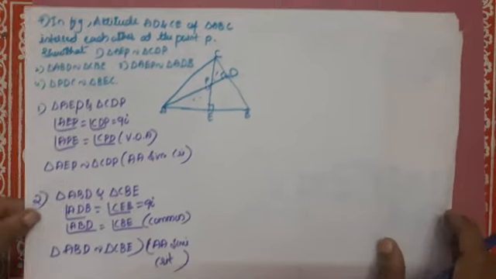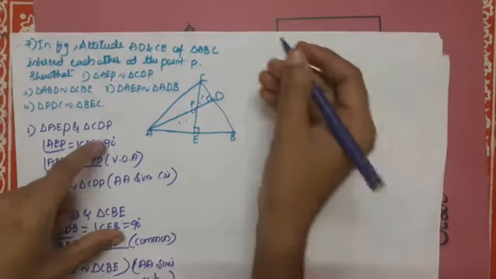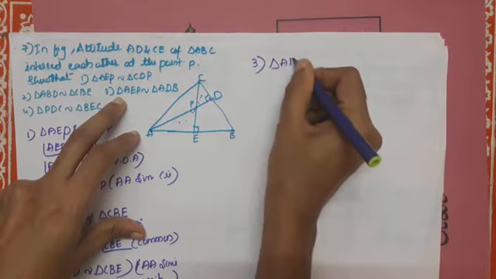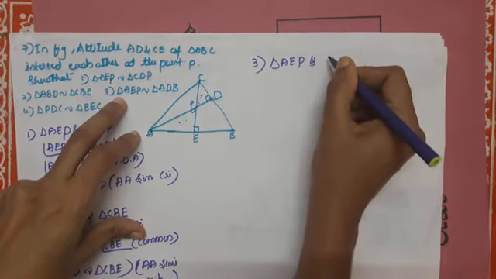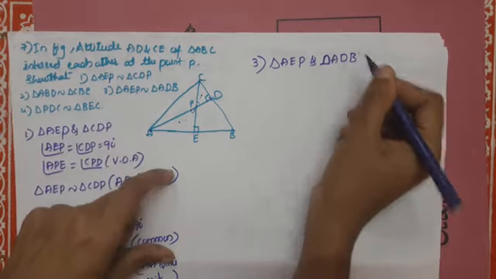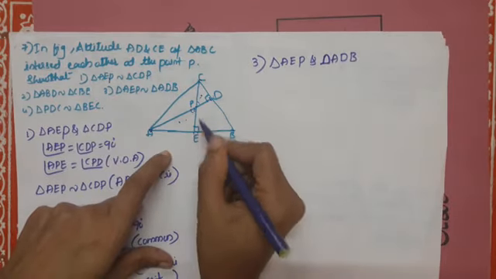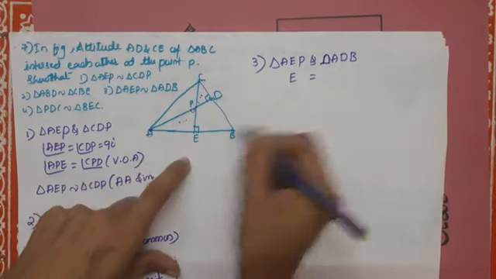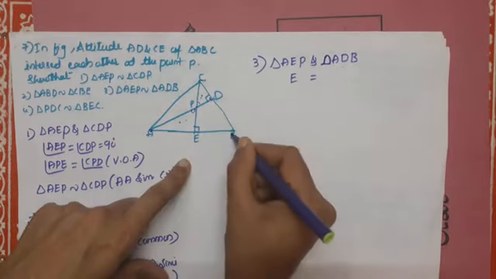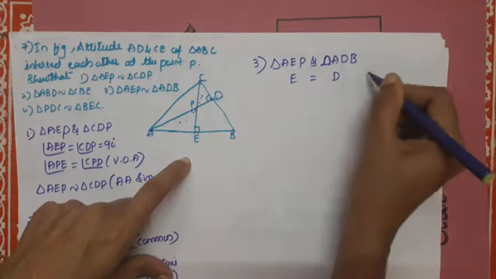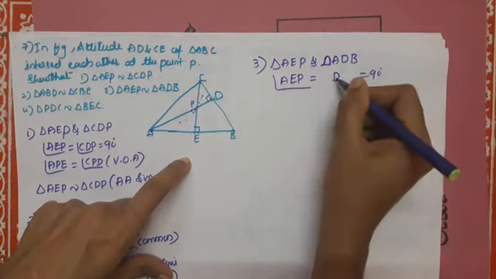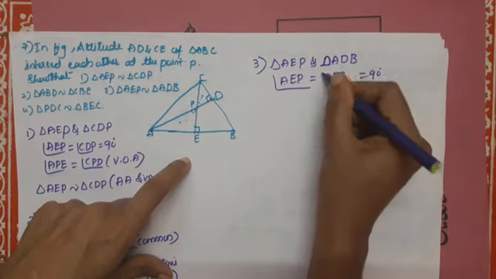Next, the third one. The third question is triangle AEP and triangle ADB. See here, in AEP, E is 90 degrees, and in ADB, D is 90 degrees. So both are 90.